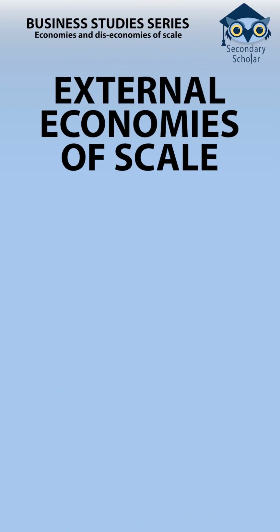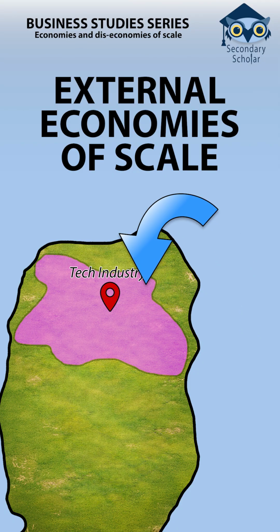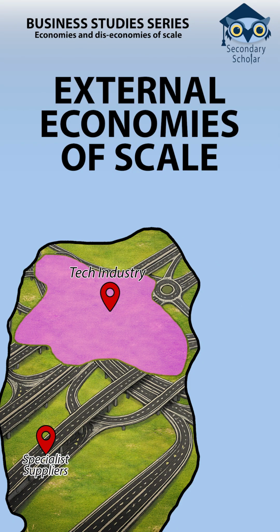There are also external economies of scale. These occur when the entire industry grows rather than just one business. For example, if a technology industry develops in a particular region, more skilled workers move there, specialist suppliers set up nearby, and infrastructure improves. Individual firms benefit from these improvements even though they did not create them directly.